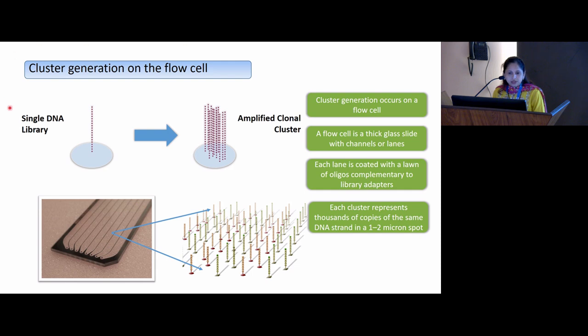So now, what is cluster generation? Cluster generation occurs on the flow cell. A flow cell is a thick glass slide with channels or lanes. Each lane is coated with a lawn of oligos, which are complementary to the library adapters, and each cluster represents thousands of copies of the DNA strand.